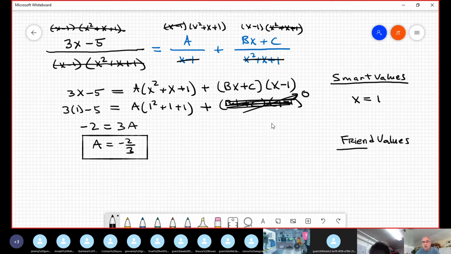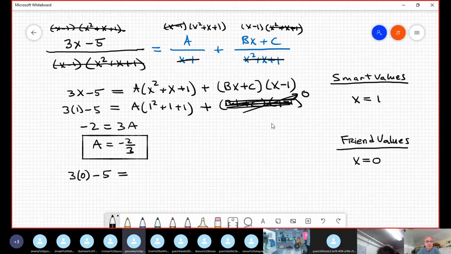So one good value is 0. 0 is nice. I like 0. Then I substitute x equals 0 in the original equation. Look, 3 times 0 minus 5.